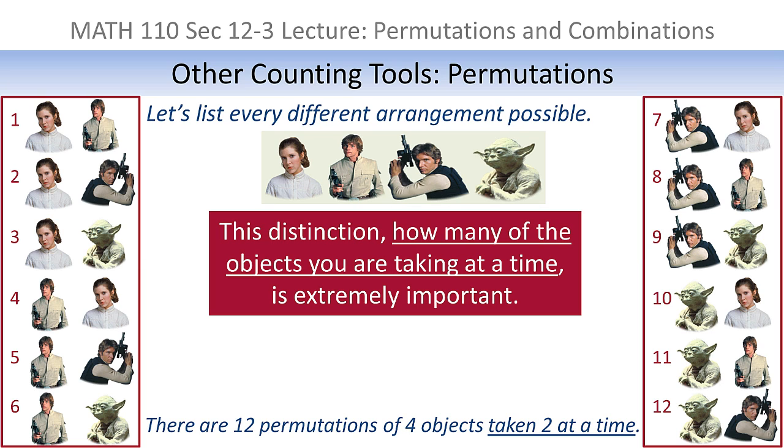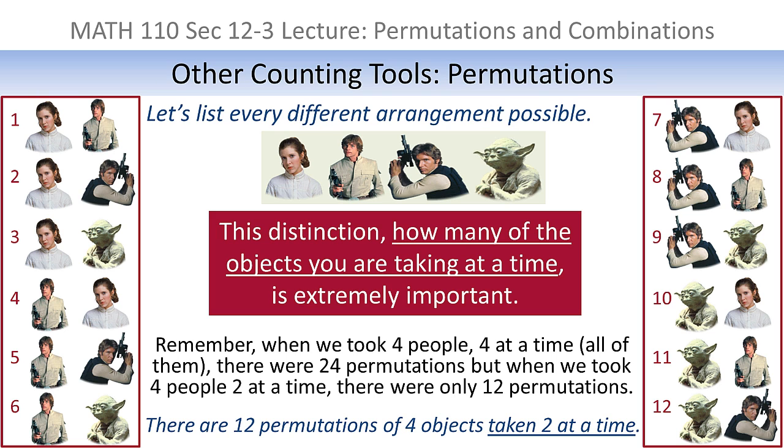Keep in mind, this distinction of how many objects you're taking at a time is really very important. Whether you're taking them all at a time, it just becomes a regular permutation, or whether you're just taking some subset of them at a time and arranging. So when you take everybody, say the 4 at a time, take all 4 of them, or if you've got 3 and take all 3 at a time, that's just a permutation. But when you take a subset of the total number of objects, then you've gotten into this situation. And I would describe this by saying there are 12 permutations of 4 objects taken 2 at a time.